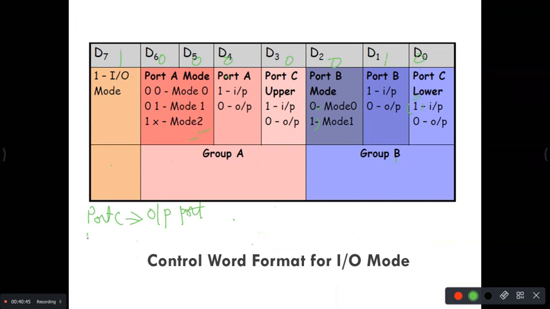Okay, now what about D1 bit? So port B is input port, right? D1 bit is 1. D1 bit means your entire port B is behaving as an input port. That means it can just take the data from the IO. Fine. Okay. What about D2? What does it say?